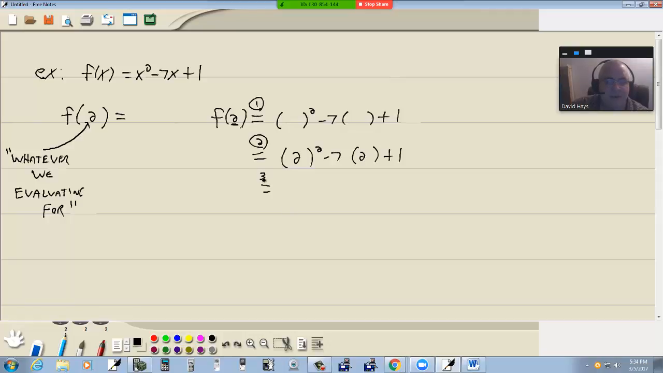And then step 3 is we want to simplify. 2 squared is 4, minus 7 times 2 is 14, plus 1. 4 minus 14 is negative 10, plus 1 is negative 9. And that would be our answer. And that's evaluating a function.